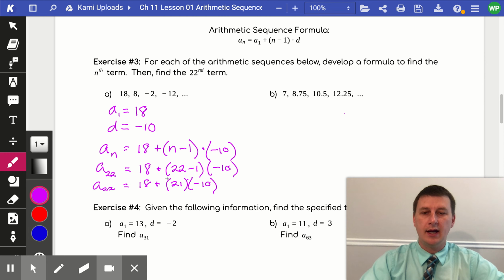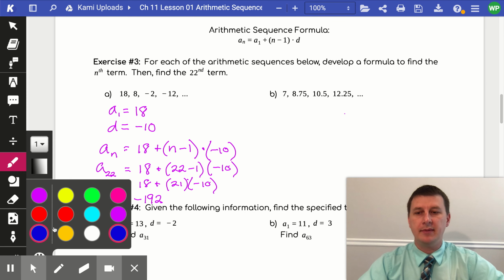And then we're going to simplify this whole thing right here. And we're going to finally get 21 times negative 10 is negative 210. Plus 18 should give us negative 192. So our 22nd term is negative 192. And if you kept on subtracting 10 over and over and over to find the 22nd term, you would arrive at negative 192. This way might be a little bit quicker.